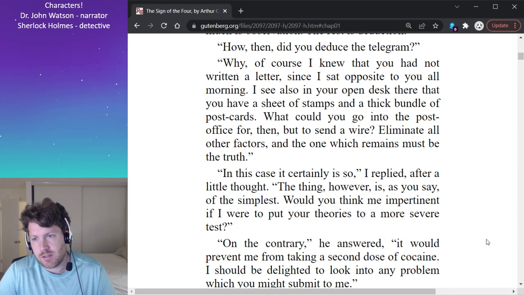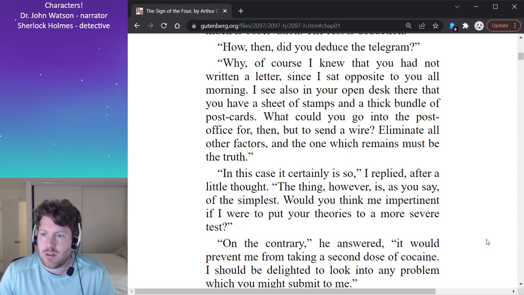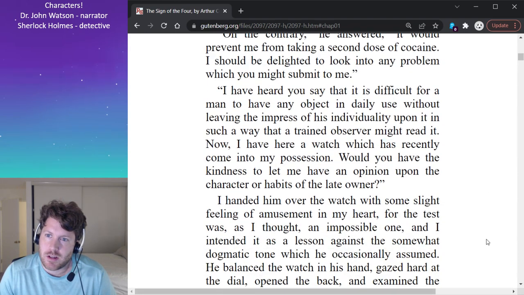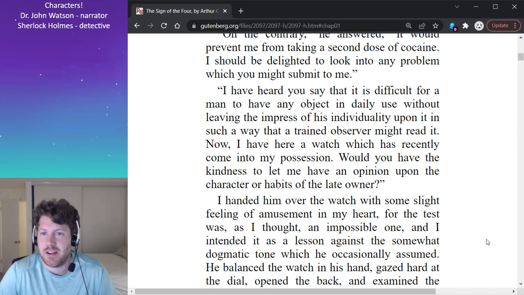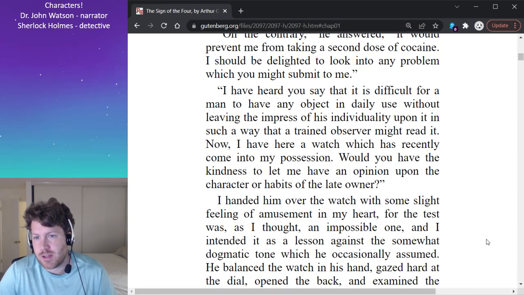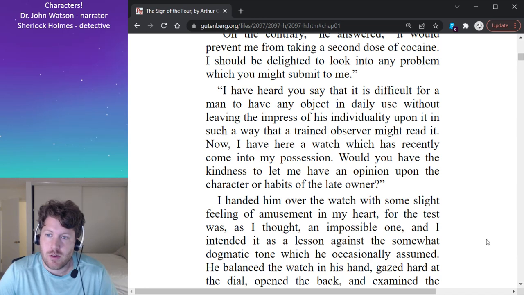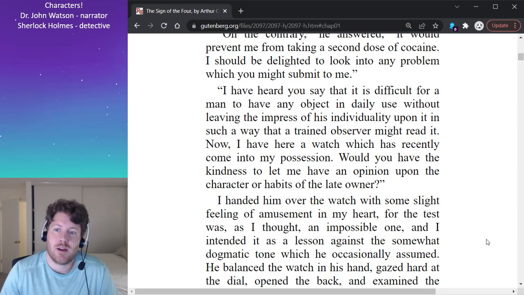The thing, however, is, as you say, of the simplest. Would you think me impertinent if I were to put your theories to a more severe test? On the contrary, he answered, it would prevent me from taking a second dose of cocaine. I should be delighted to look into any problem which you might submit to me. I have heard you say that it is difficult for a man to have any object in daily use without leaving the impress of his individuality upon it in such a way that a trained observer might read it. Now, I have here a watch which has recently come into my possession. Would you have the kindness to let me have an opinion upon the character or habits of the late owner.